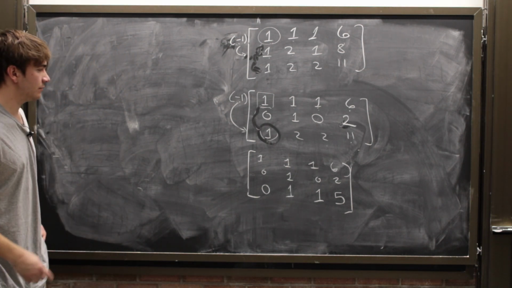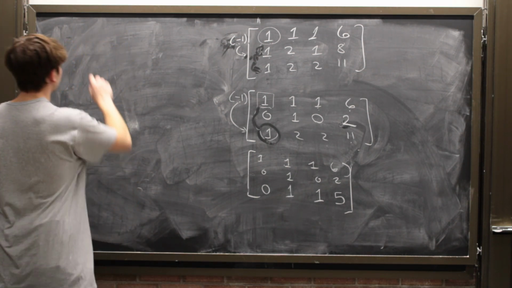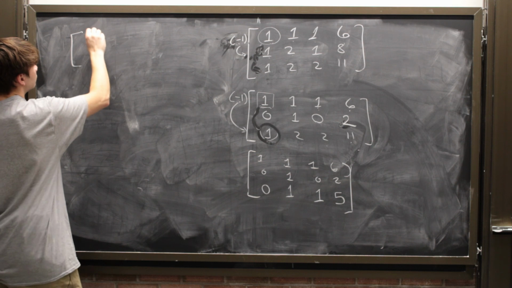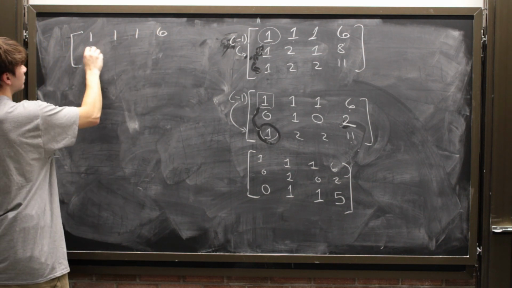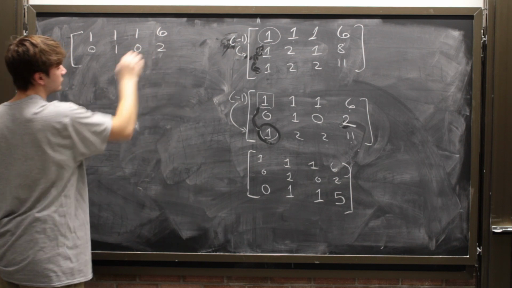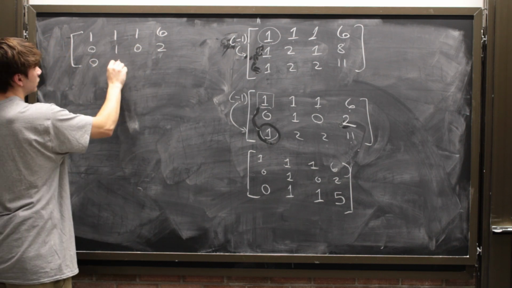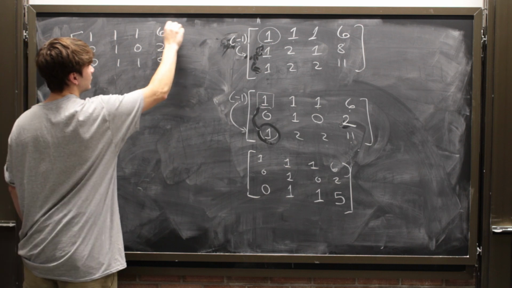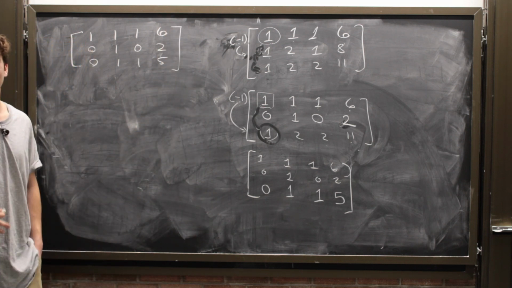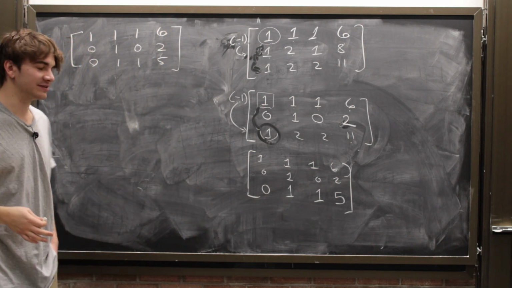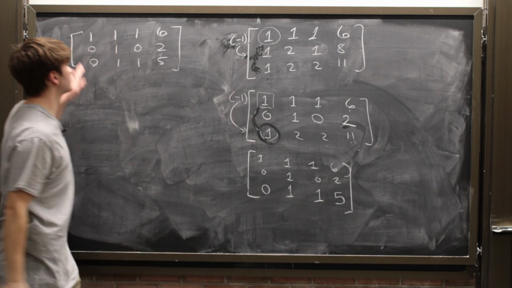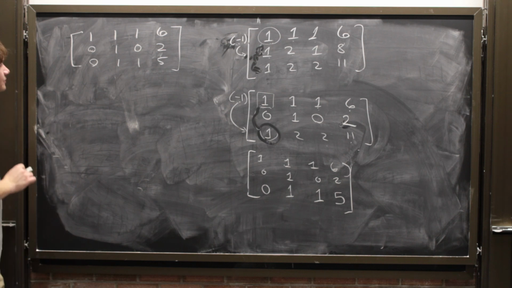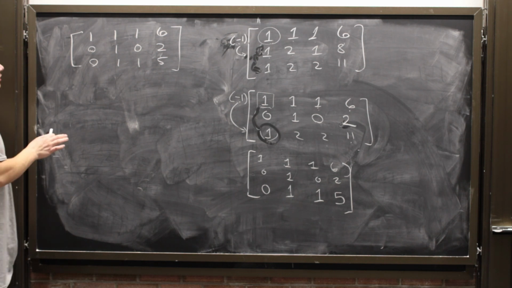Okay, great. So let's write that up here. So I have 1, 1, 1, 6, 0, 1, 0, 2, 0, 1, 1, 5. Sorry, my notation with my ones, I'm very indecisive, and so I sometimes write them like this, and sometimes I'll just write it as a line. I apologize for that. Okay, so we're here.